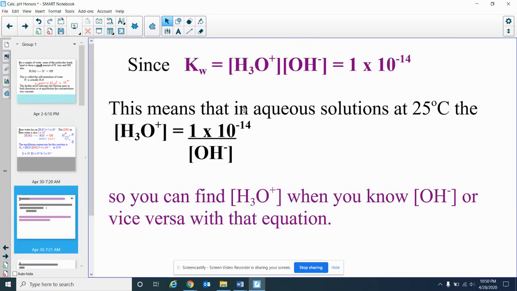So what that means for us is that when we have the concentration of one of them, we can then get the concentration of the other one by dividing it into 1 times 10 to the minus 14th. Okay, so if it's pure water, they're both 1 times 10 to the minus 7th. But if it's acidic solution, there'll be more H3O plus and less OH minus. If it's a basic solution, there'll be more OH minus and less H3O plus. So we have to know one of these concentrations so that we can calculate the other one.